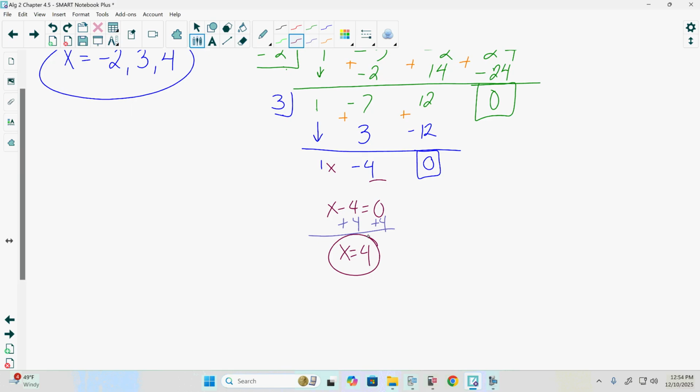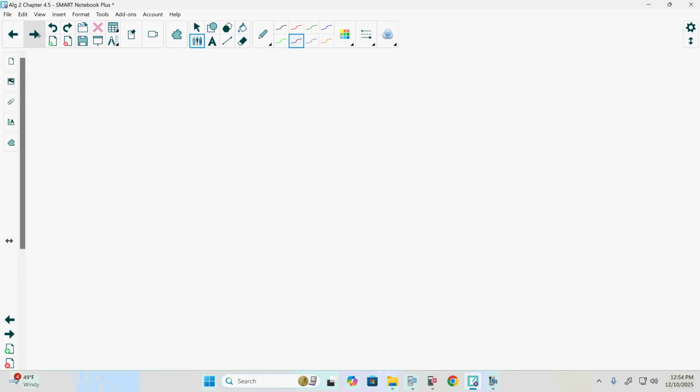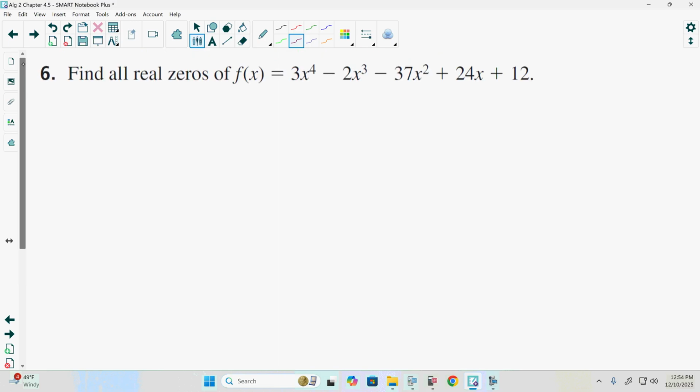Questions on this here? So really, when we look at an equation like this one here, 3x to the 4th minus 2x cubed minus 37x squared plus 24x plus 12, the best place to start would be to what? Graph it. So I'd go on and plug it in a graphing calculator. I would get the practice with plugging this in, because you are going to have questions like this on the test. So it might be helpful to get used to doing this and not just having to do it on the test.